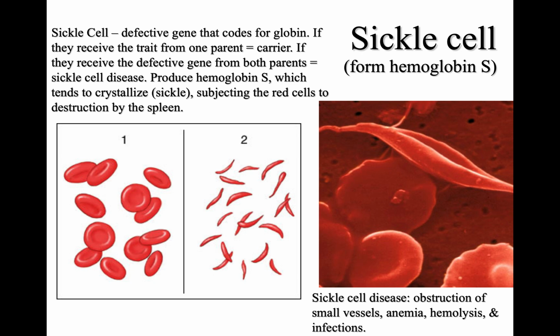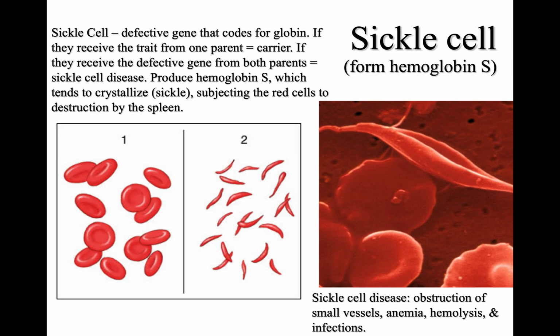And here we go with the sickle cell again. Defective gene that codes for globin. If they receive the trait from one parent, they're a carrier. If they receive the defective gene from both parents, they get the disease. Thank God it's recessive, because I've only seen one patient with this. Extreme pain. We could not keep her from being in pain, a 28-year-old, and it was very, very sad to watch.